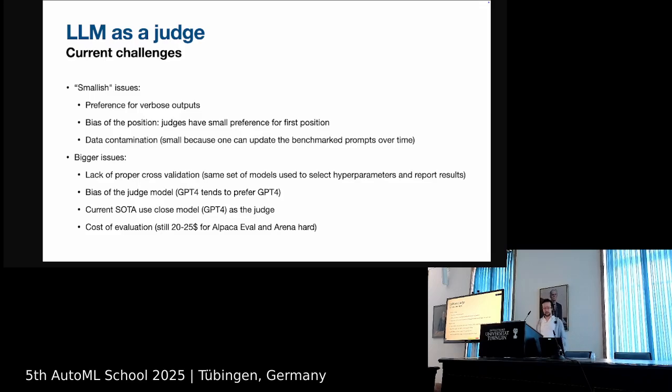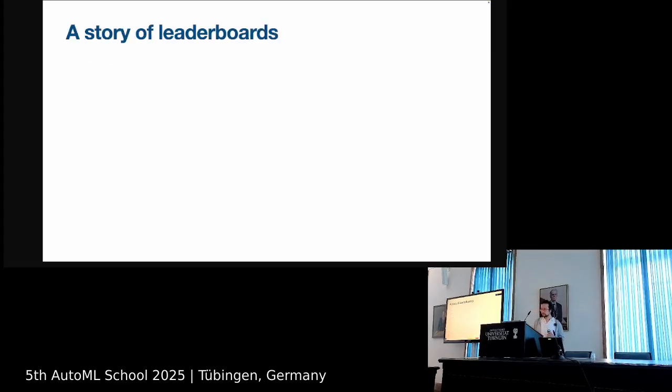And okay, the cost of the evaluation. It's not thousands of dollars, but it's $20, $25 to evaluate one model. It is still annoying. So for instance, if you want to do hyperparameter optimization and you want to evaluate 100 choices, this cost is going to come for you. Okay.